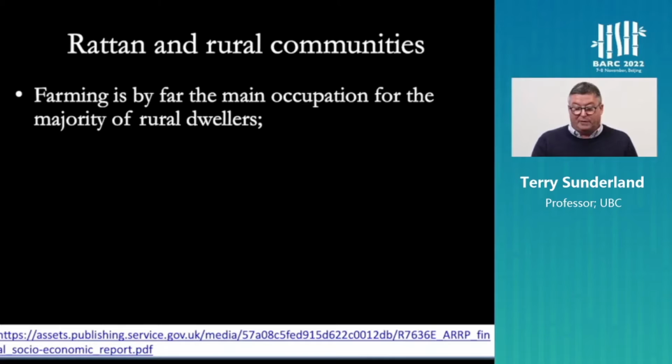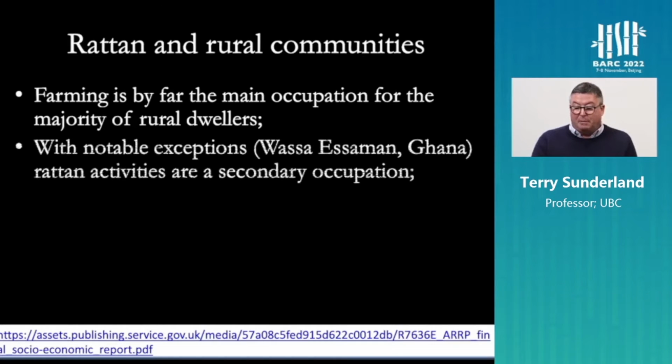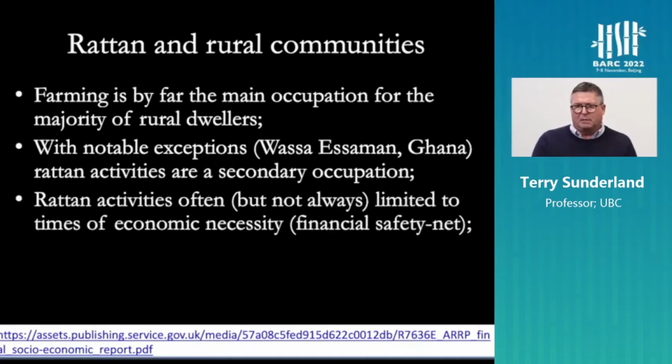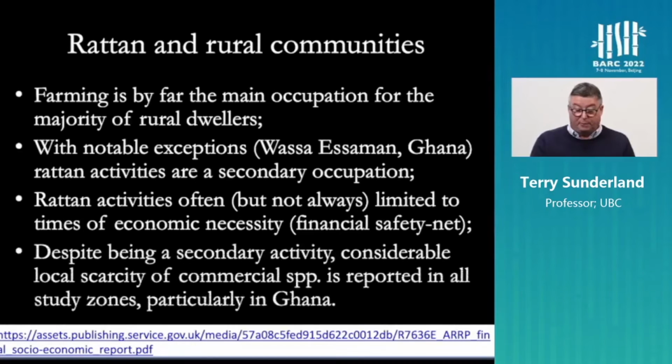areas, settlements, and cross-border settlements in terms of understanding the integration of rattan to rural livelihoods. So, as a result of our surveys, even though rattan is an important product, farming is by far the main occupation for the majority of rural dwellers. And rattan activities, whether being an artisan or harvesting and transporting rattan, is largely a secondary occupation, and often used in times of economic necessity. So a family member is ill, medical fees need to be paid, school fees, etc. And they provide a financial safety net in many communities, for many households.